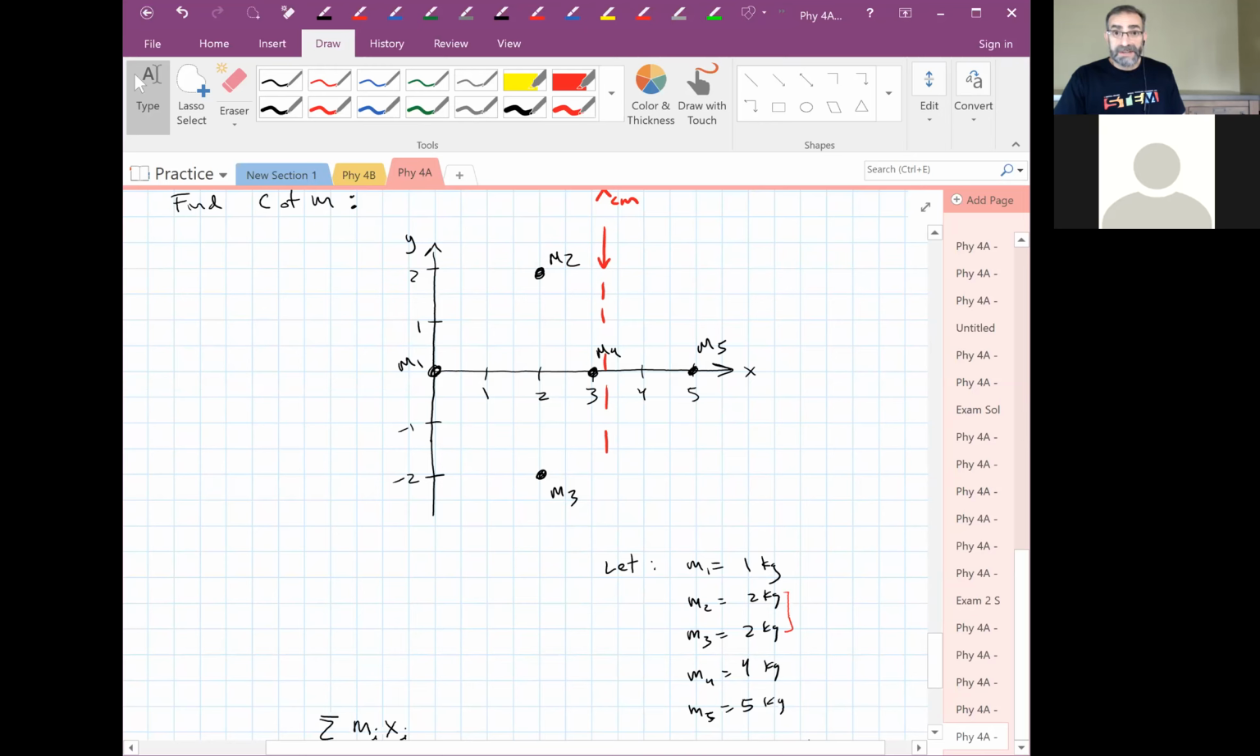But where's my y center of mass going to be? Just looking at this thing, can you tell? It's going to be at y equals 0. Three of them are right on the y-axis, and the other two are symmetric about the y-axis. But let's do it anyway.